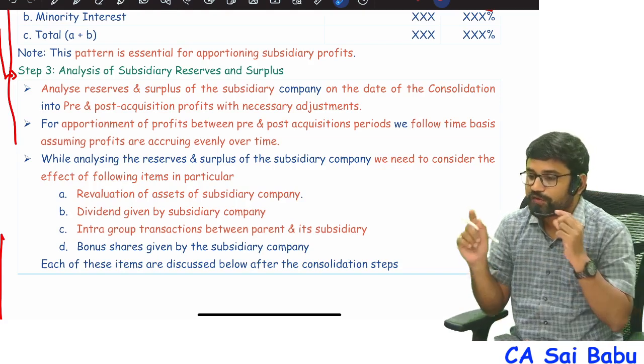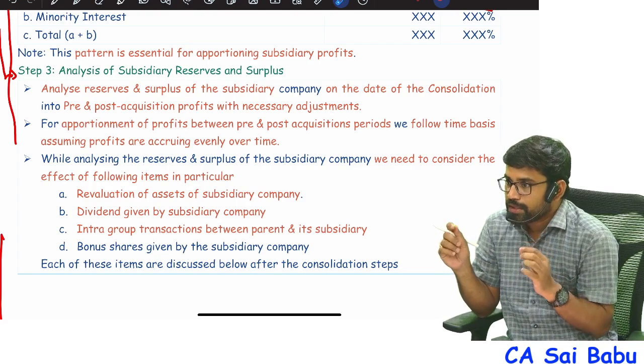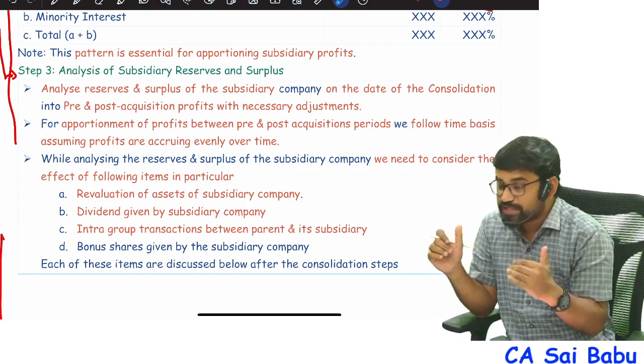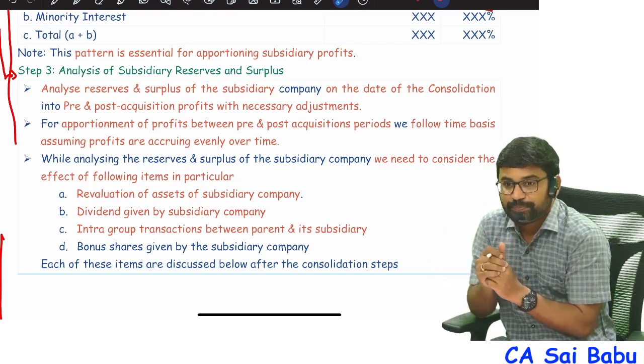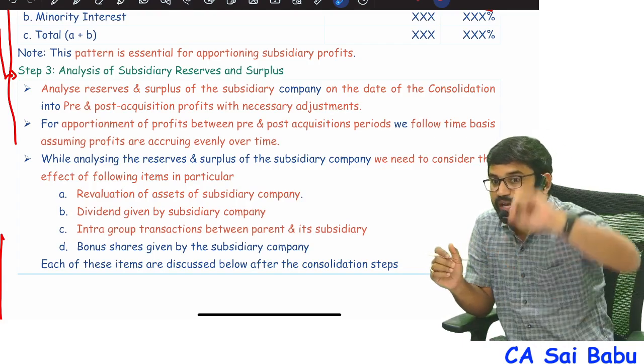So tell me what we are discussing. Consolidation procedure. Which consolidation? Balance sheet or P&L? Balance sheet. Tell me the first step. Date of acquisition. Why date of acquisition is necessary?